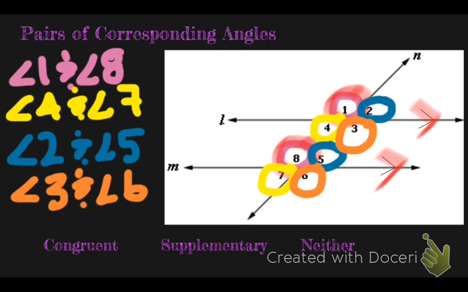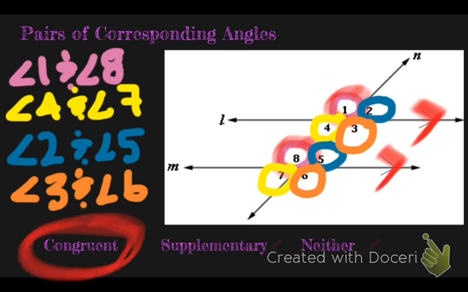Okay, I'm out of pairs of corresponding angles, but I still have a question left to answer. Corresponding angles, are they congruent, supplementary, or neither? Because these two lines right here are parallel, that makes corresponding angles congruent. They are not supplementary and they're not neither. So these pairs of angles are definitely congruent. That's going to be an important piece to remember as we move through this unit. So make sure you have congruent highlighted.